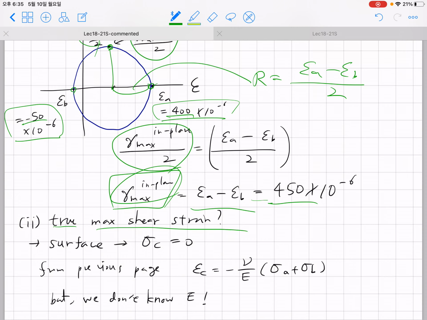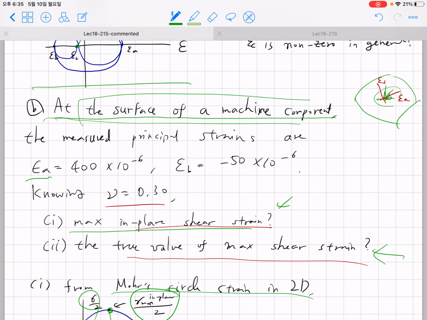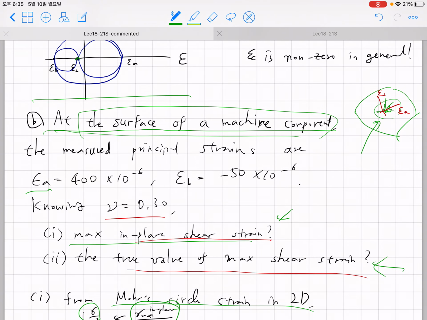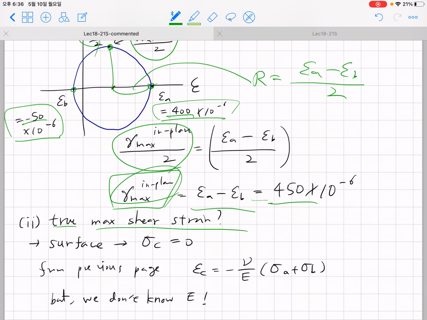Okay, so here you may wonder, we may be missing one piece of information. However, I told you that we are considering the surface of the machine component, so there is no normal traction or shear traction. In that case, you can consider this a free surface, and for the free surface, the stress along the out of plane direction is 0. So you can consider this a plane stress problem.